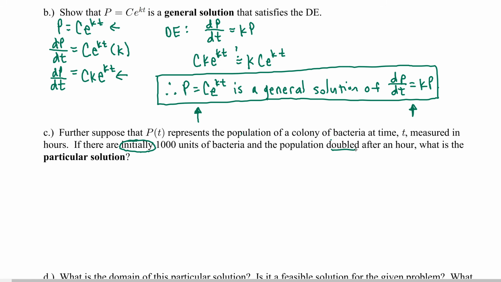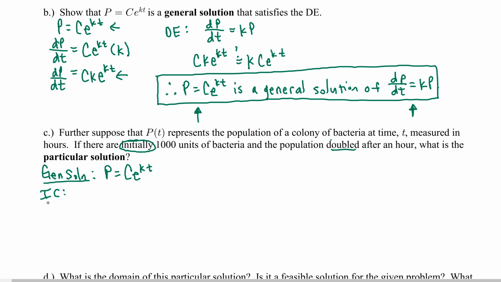Okay, we have a general solution, P equals ce to the kt. I'm going to rewrite that down here. Our general solution is P equals ce to the kt. Notice we have two parameters, c and k. In order to determine both parameters, we actually need two conditions. And within the context of this reading, we do have two conditions.